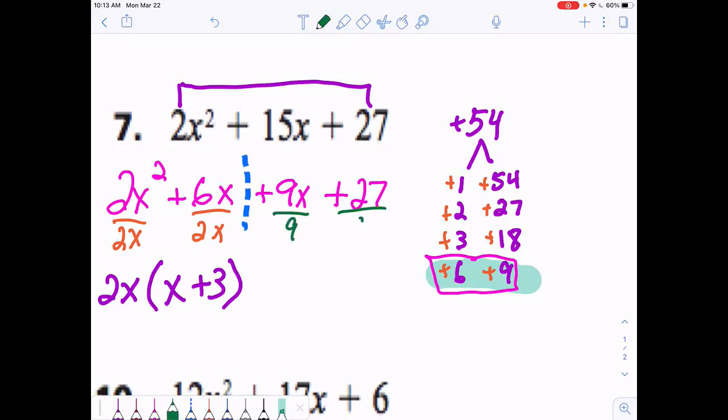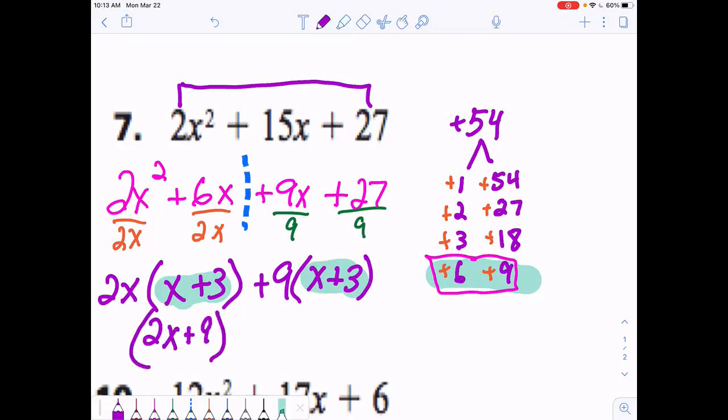Good. And again, that's a positive 9. And then what's left in there once you factor out? Do your two factors match in parentheses? Yeah. So what's your final answer? 2x plus 9 times x plus 3. Very good job.